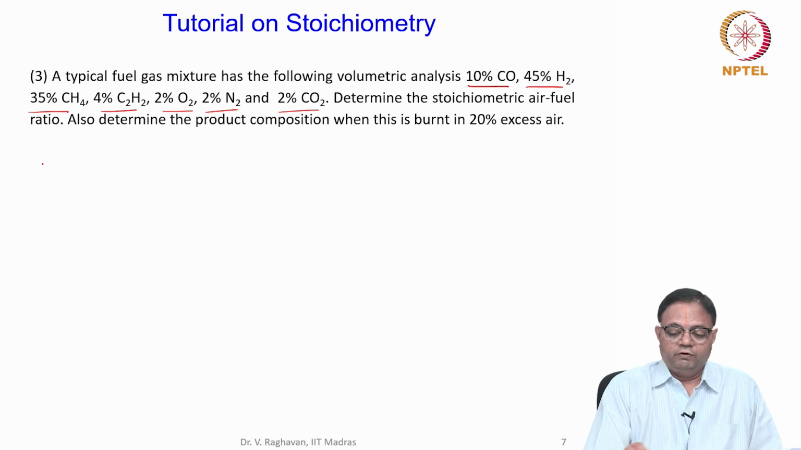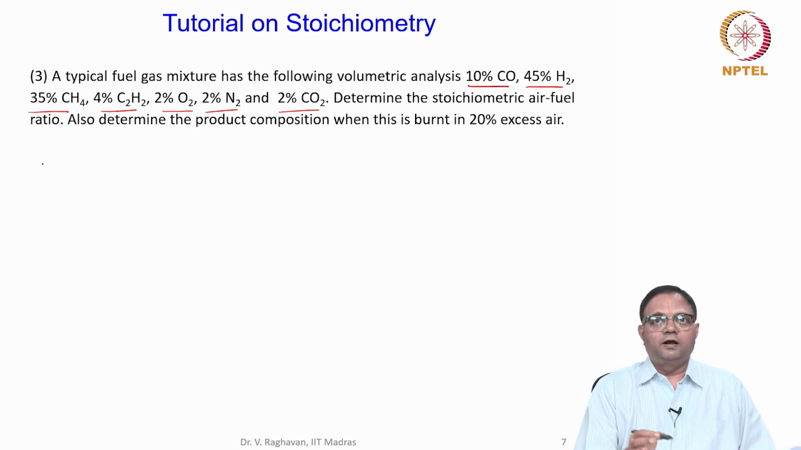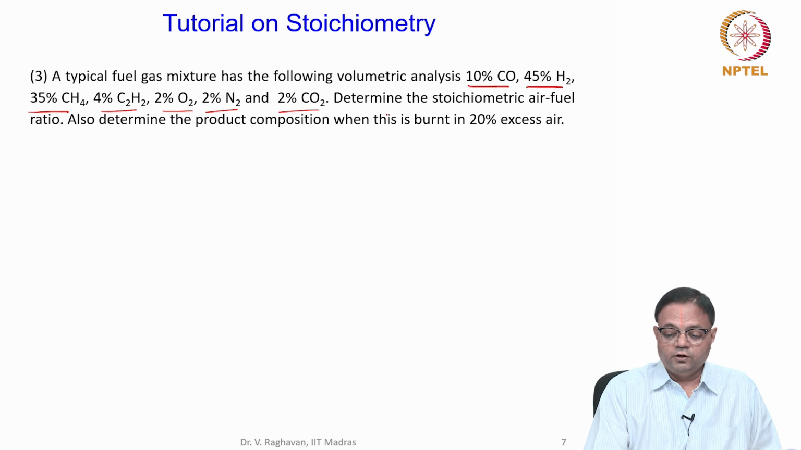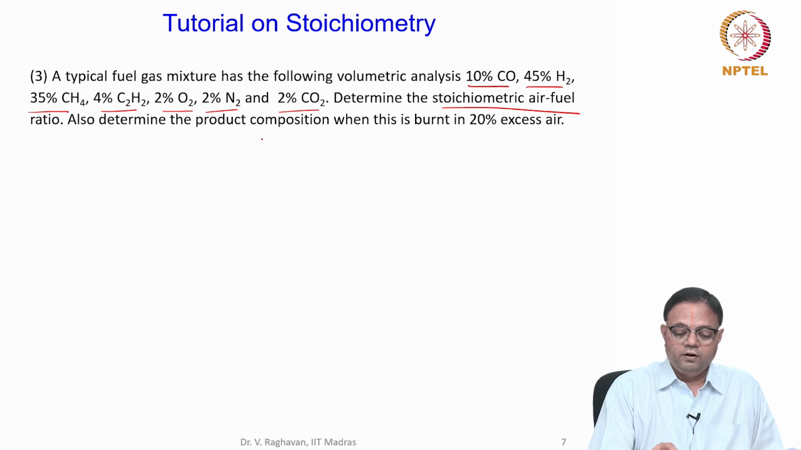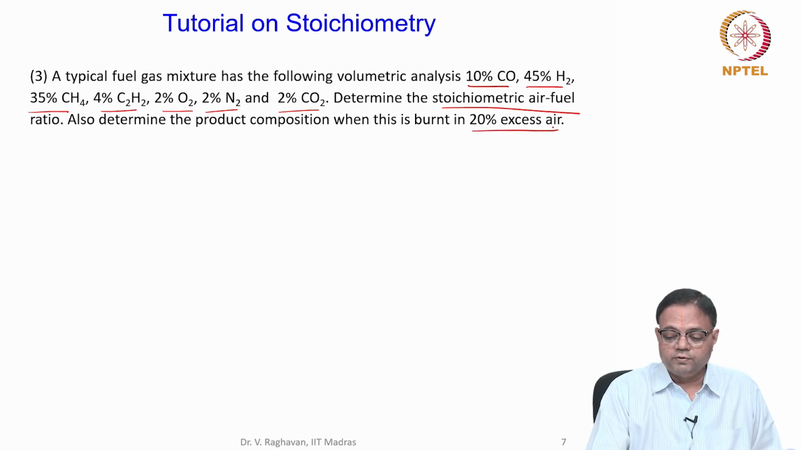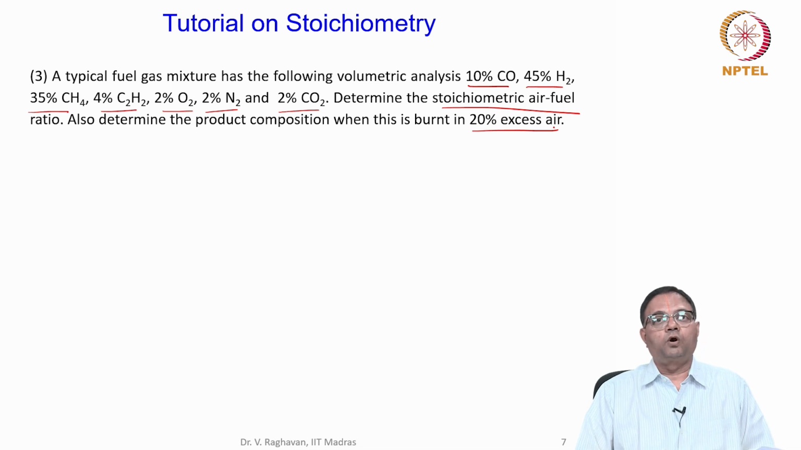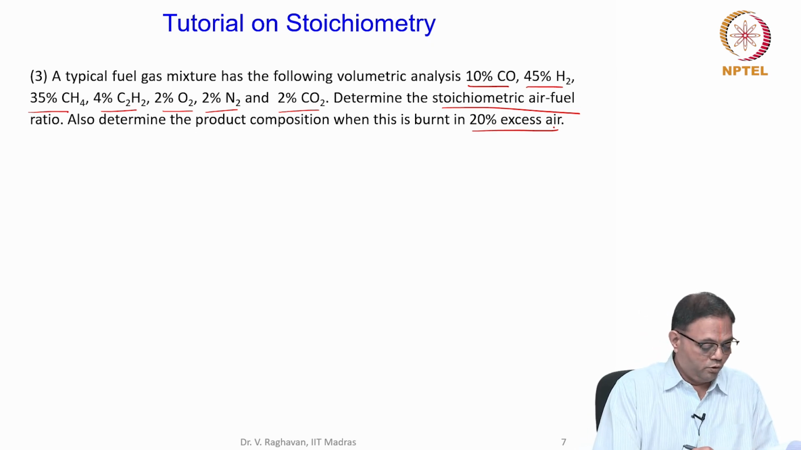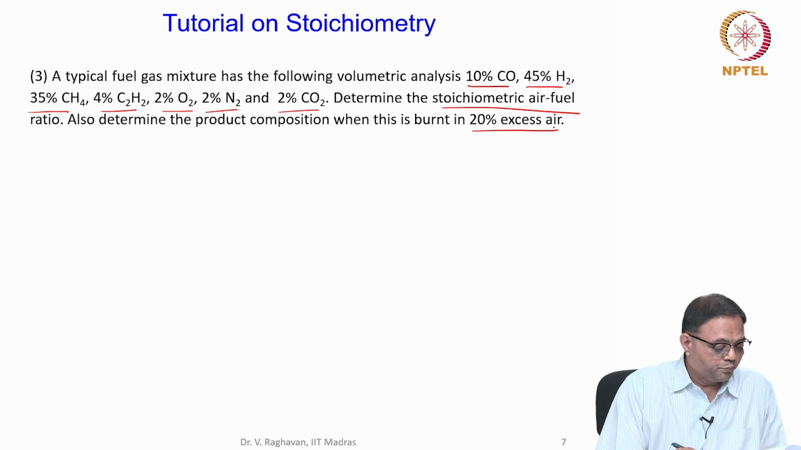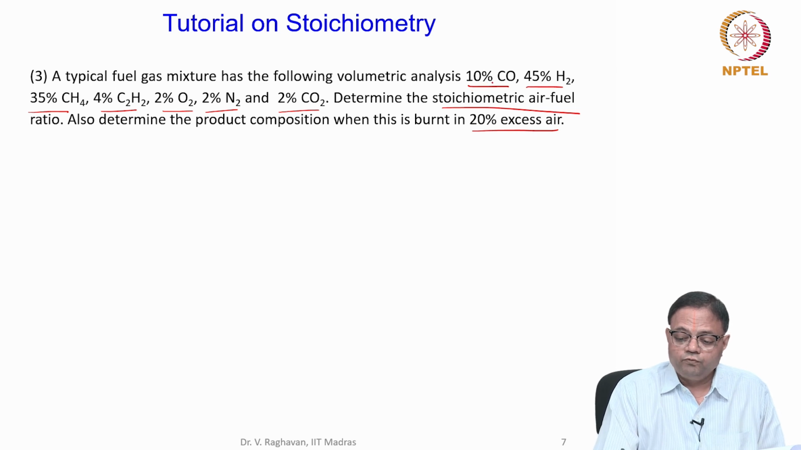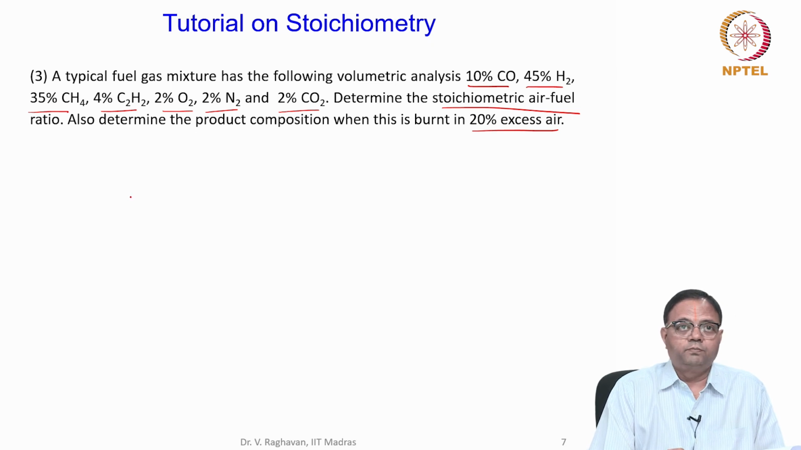Now, when I want to burn this fuel gas mixture, I want to know the amount of air to be supplied. So the stoichiometric air fuel ratio is to be determined, plus if this is burned with 20% excess air, what will be the product composition, that also I want to know. This is the third problem. If you add up 10, 45 and so on, you will get around 100%.